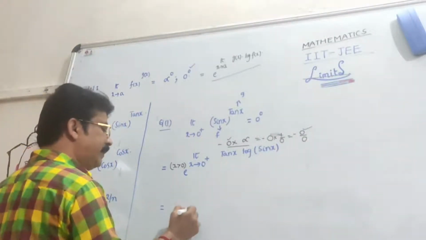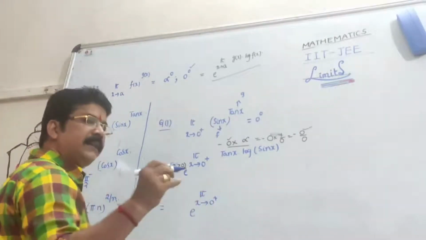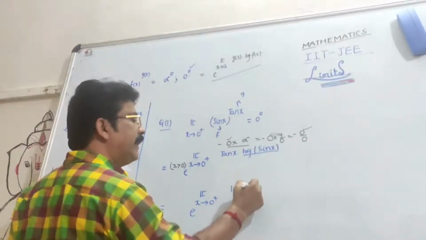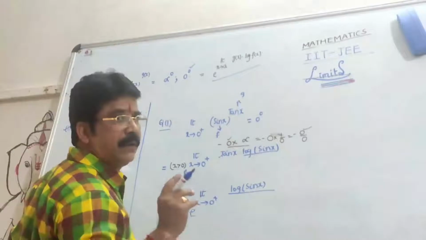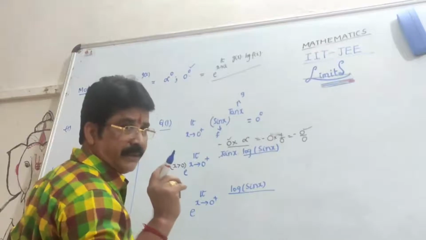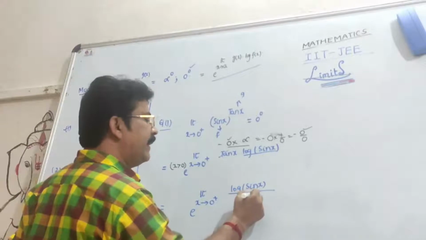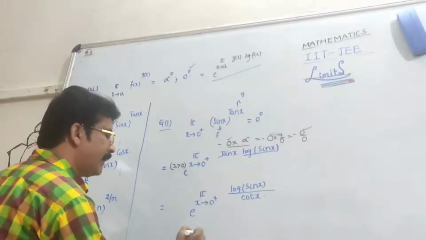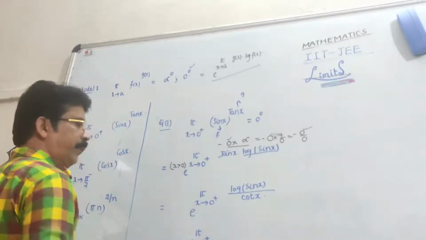So therefore, for which e power limit x tends to 0 plus, plus stands for direction. So log, we cannot change this. That's why write the same, log of sin x whole divided by this tan. Almost all we are changing the trigonometric functions only. Remember, trigonometric ratios are functions only. So tan x can be written as 1 by cot x, like that. So that is equal to e power limit x tends to 0 plus.